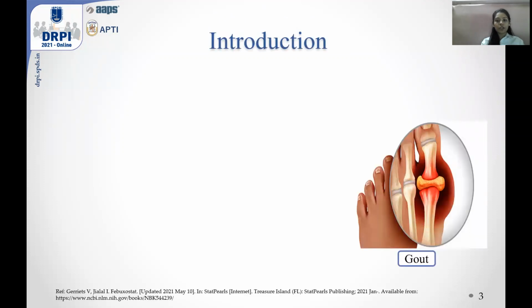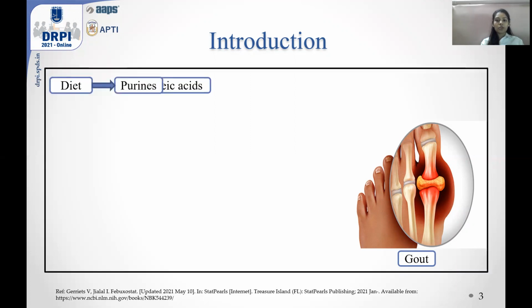Gout is one of the commonest forms of attenuated rheumatological disorder. It is characterized by hyperuricemia, which leads to deposition of monosodium urate crystals. As per literature review, 20% of the purines come from the diet, while 80% from the cell turnover and de novo synthesis of nucleic acids.